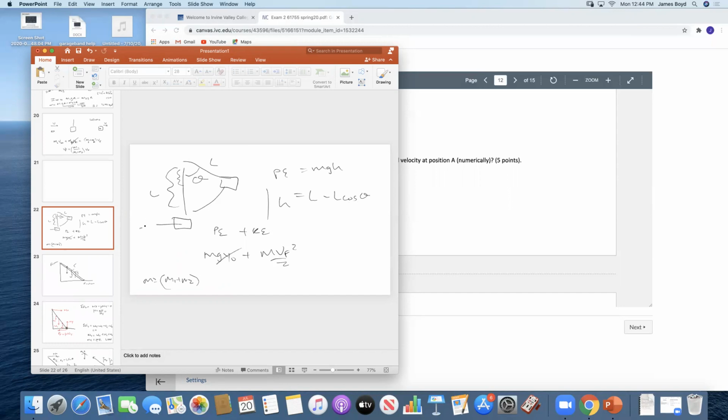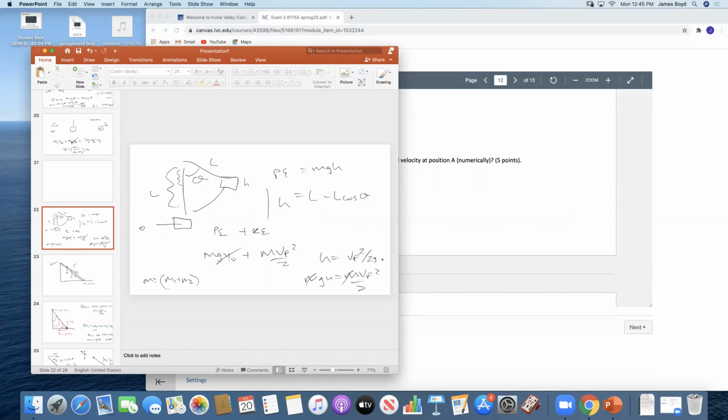You say that this is 0, this is your h, and you get that mgh is equal to mv final squared over 2. The m's cancel. H is equal to v final squared over 2g. All good. That's a ballistic pendulum.